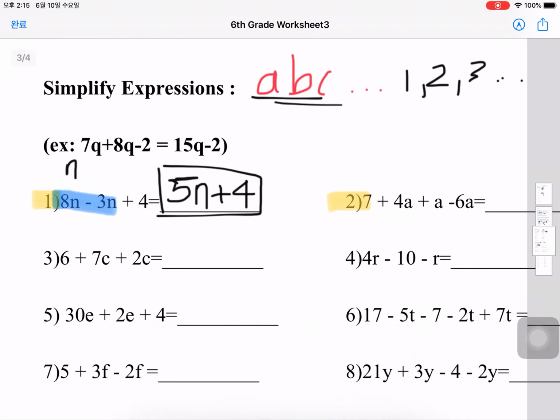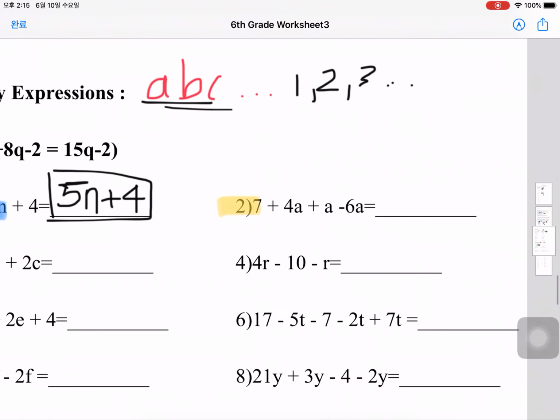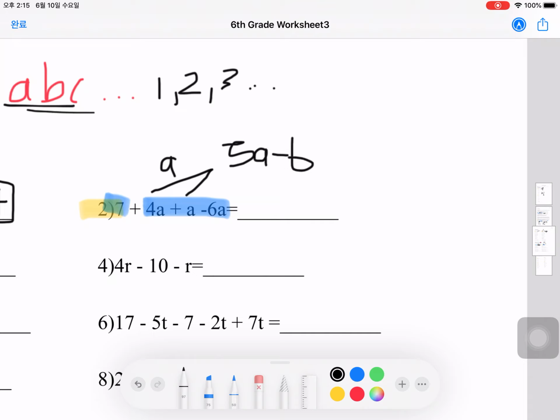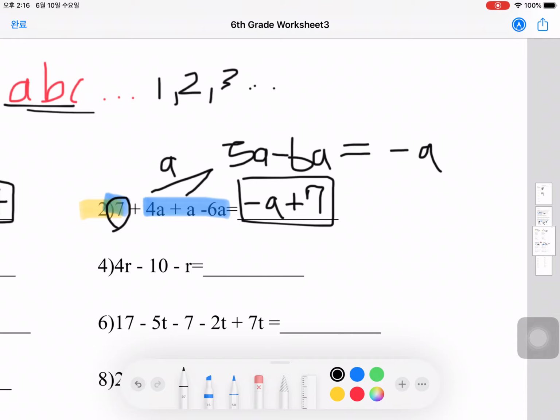Okay, the next one over here is almost the same. We see that these three all have a in common, and then the 7 is just by itself. So we would add these three together to get 5a minus 6a, which is basically negative a, or negative 1a, but we don't need to write the 1. So negative a, and there's a 7 plus 7 here, so we'll just add that there. So your final answer would be negative a plus 7.